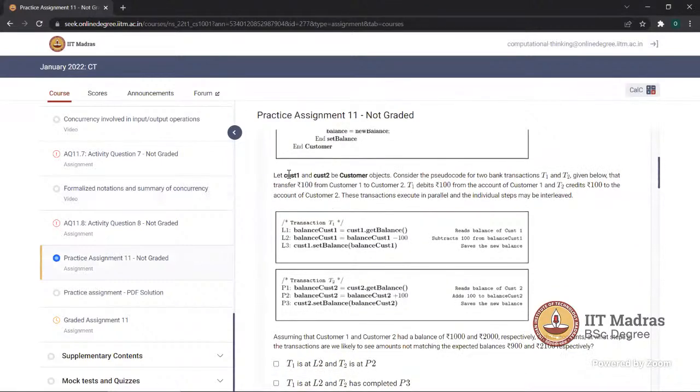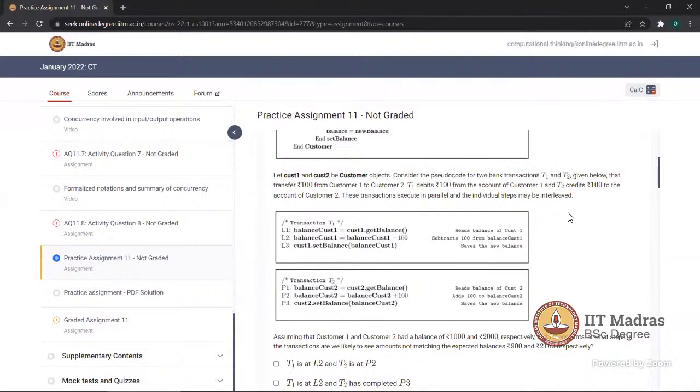Okay. And then we say cust1 and cust2 are two objects of this particular customer class, right? The customer1, customer2 are the objects. Then consider the pseudocode for two bank transactions T1, T2. So this is T1 and this is T2.